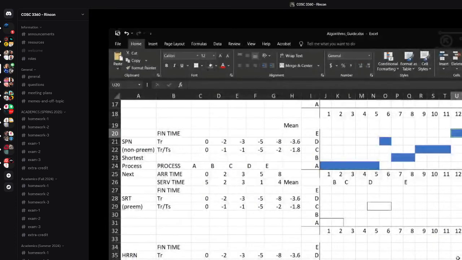Any questions about this part? So basically, you look for the arrival times, and then you introduce the processes when they need to be introduced in the queue, and then you look for the shortest service time next. And you run that, and then you keep going.